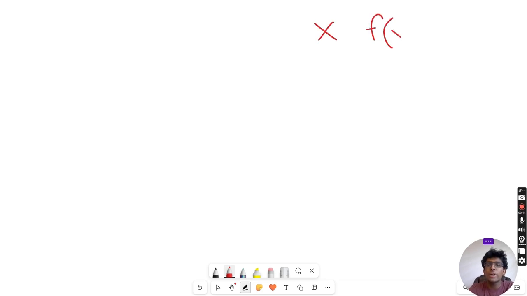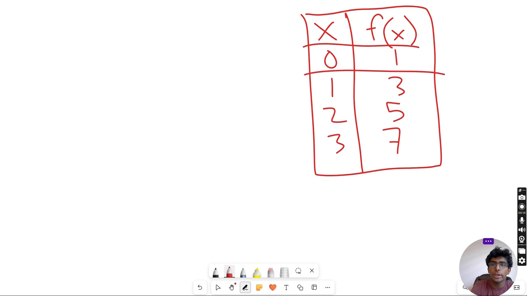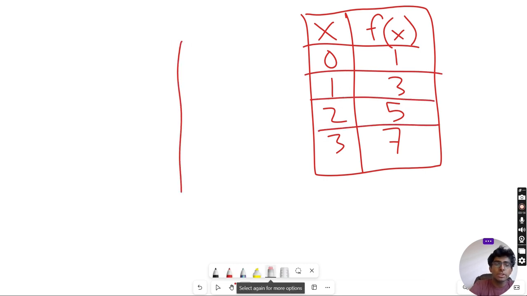We have x and f of x. We have 0, 1; 1, 3; 2, 5; 3, 7. So we're going to graph this function first, and then we're going to try to find the actual linear equation for it. So let's graph. Let me pull out my graph here. That is a terrible line. Let's draw a little better of a line.